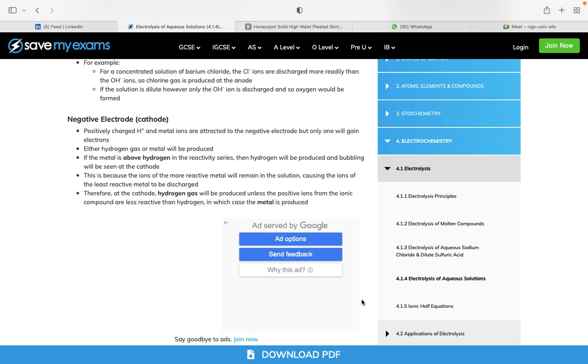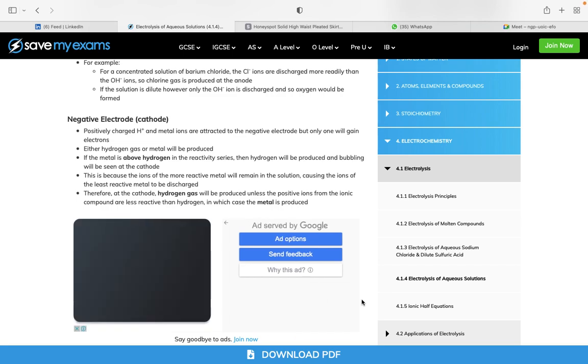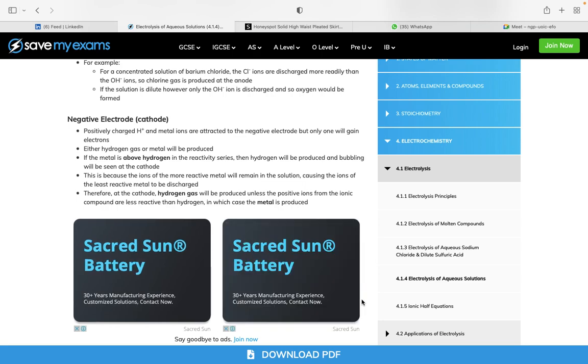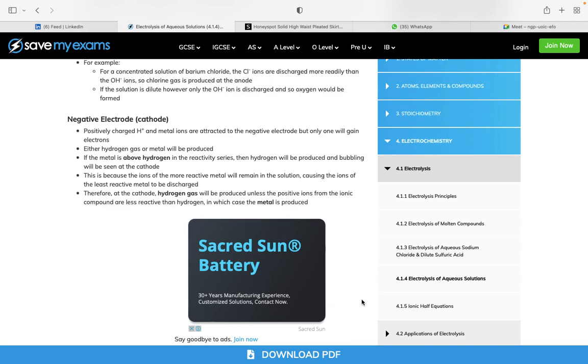Is that okay? So we say if a metal is above hydrogen in the reactivity series, then hydrogen will be produced and a bubbly gas will be seen at the cathode. This is because the ions of the more reactive metals will remain in the solution. So if the metal is more reactive than hydrogen, the ions will remain in the solution. They will not migrate.